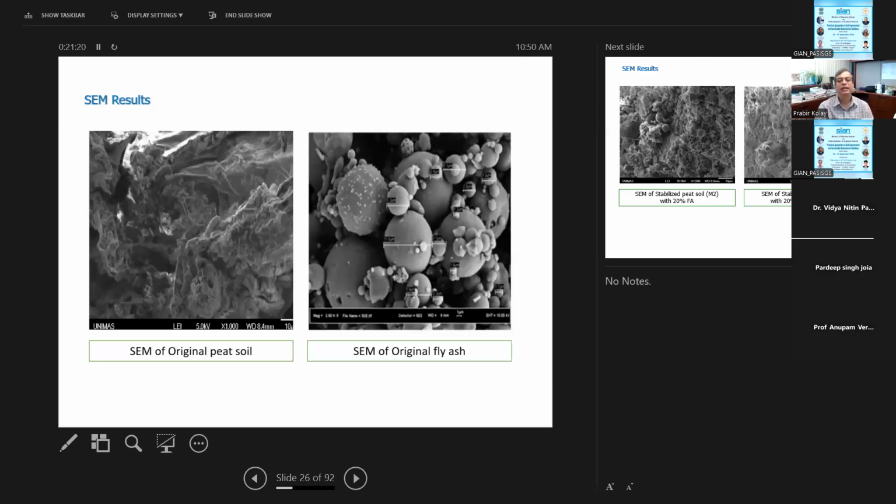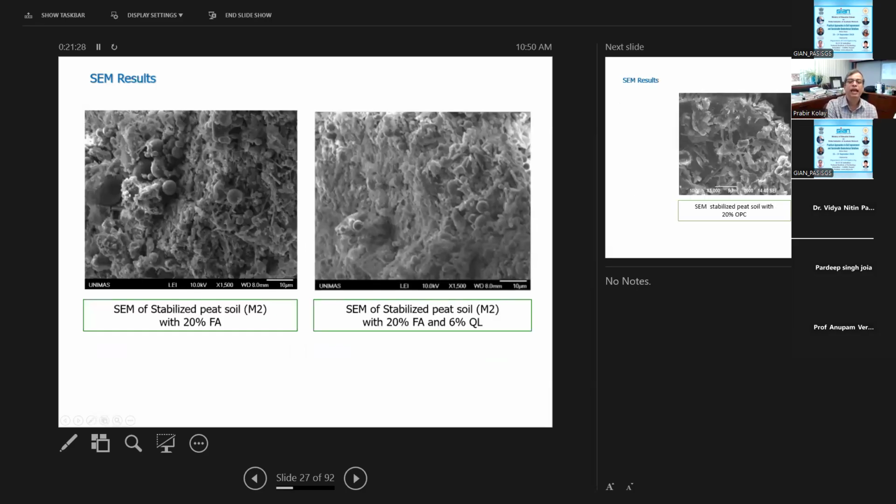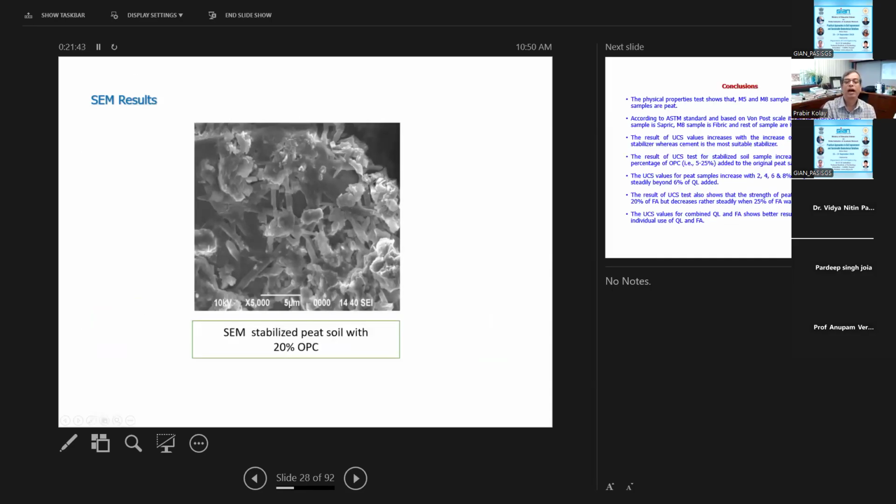And then this is the scanning electron microscope image of the original peat soil. This is the original fly ash, it looks like. And when you have 20% fly ash and 20% fly ash plus lime, you see a more dense structure, and that's why the UCS strength is increasing. Over here, in 20% cement, you see a strong bond formed. This is 5,000 times magnified, and this is 5 micron. So that's the reason the strength is increasing for the cement.